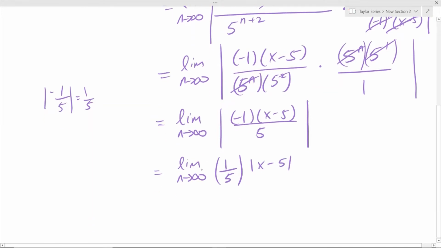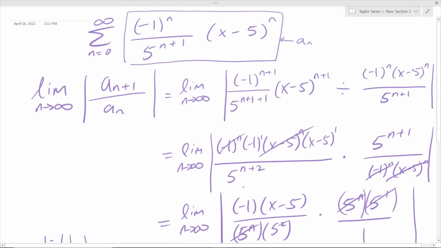Now let's evaluate the limit. Well, if we evaluate the limit, there's no n's, so that would basically tell us that we can get rid of this limit part, right? There's no n's, so it's just 1 over 5 times the absolute value of x minus 5, and there we have it. So this is our ratio test.